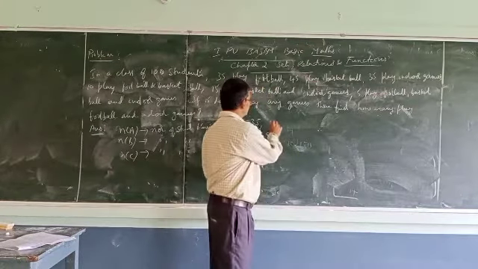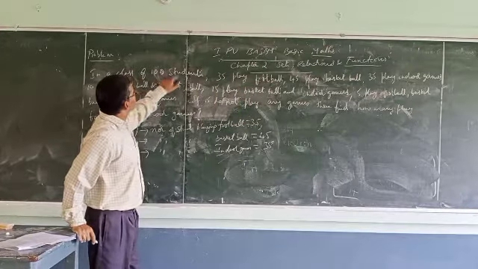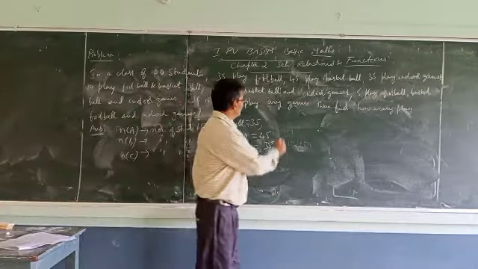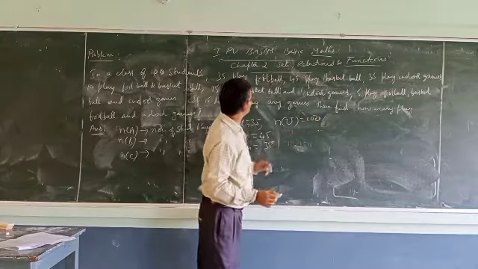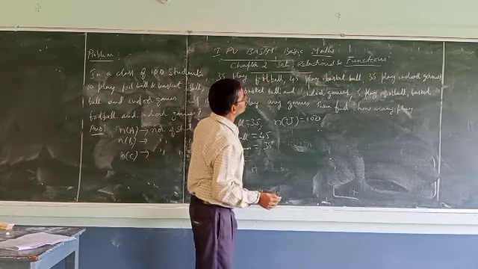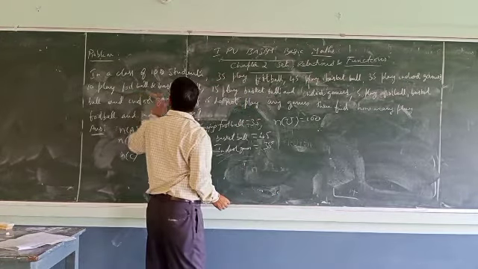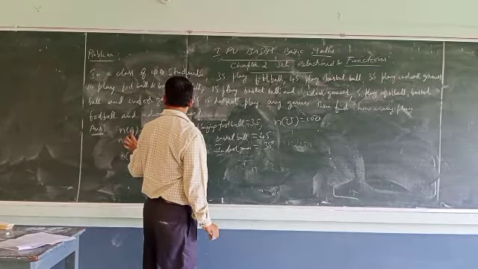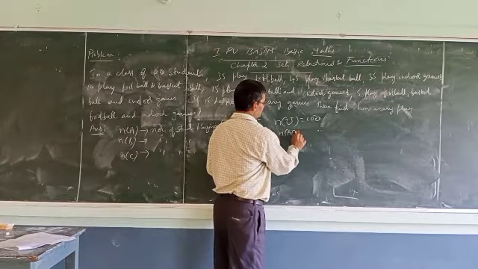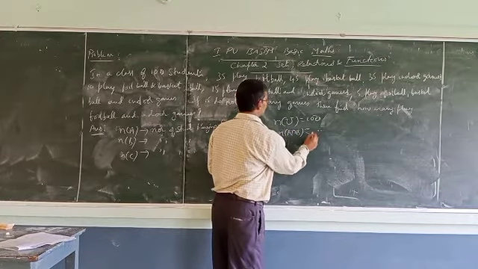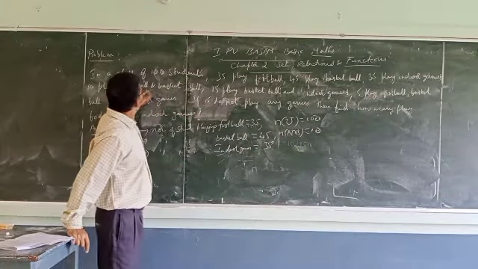We will list all that is given, one by one. 100 students are there, so N of U is 100, the total strength. 10 play football and basketball, so N of A intersection B is given as 10. 10 play both football and basketball.